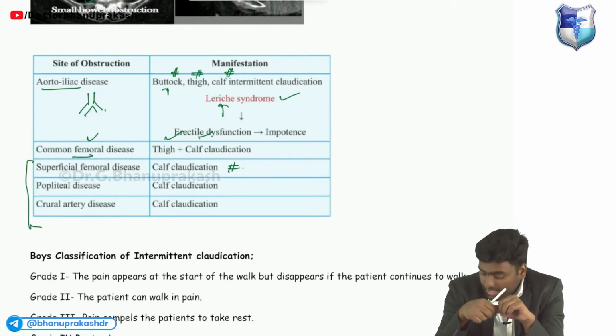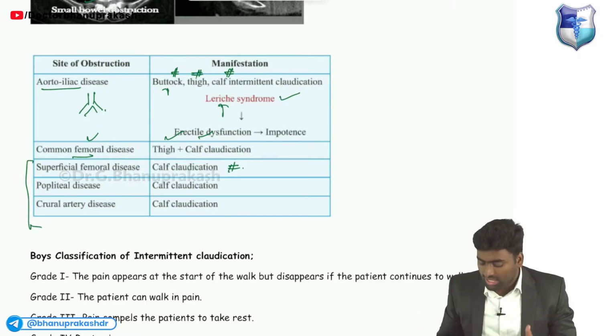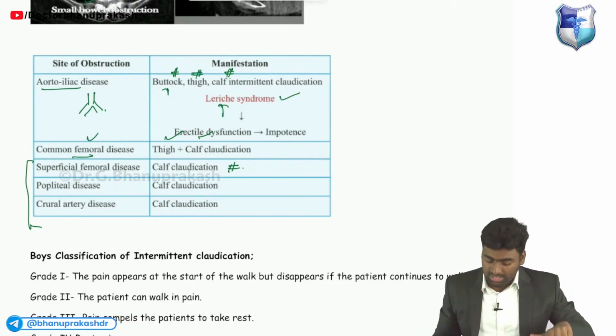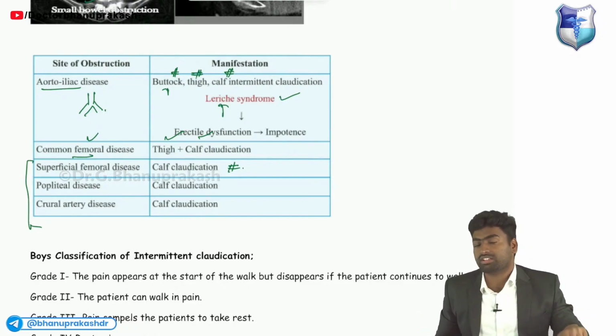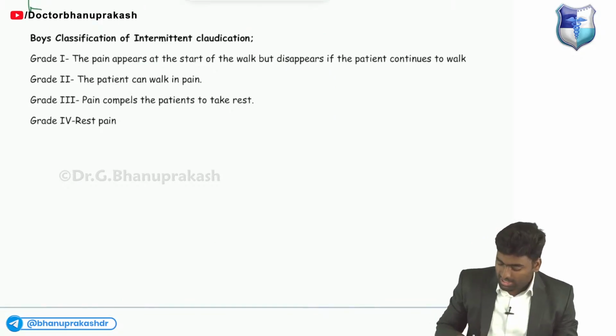Whereas in the case of aortoiliac disease, what will happen? It will cause even buttock claudication, and there is the presence of impotence, that is erectile dysfunction, which is known as Leriche syndrome. So remember. It's about this Boyd's classification.